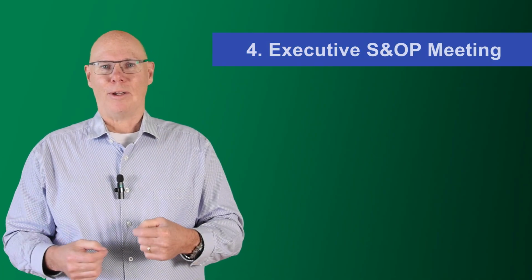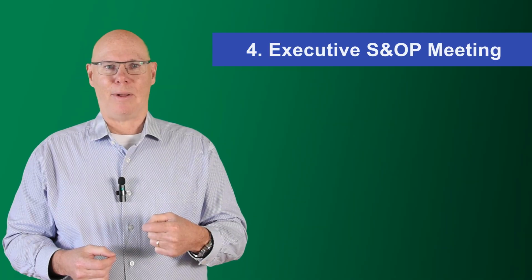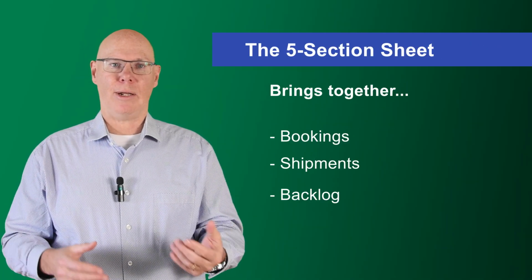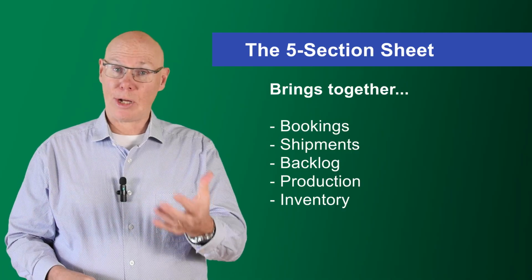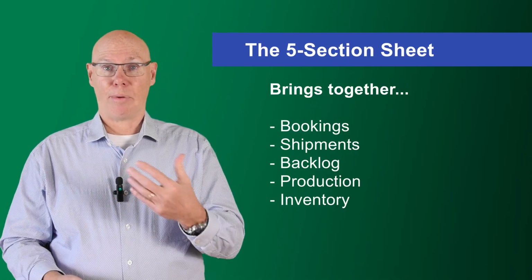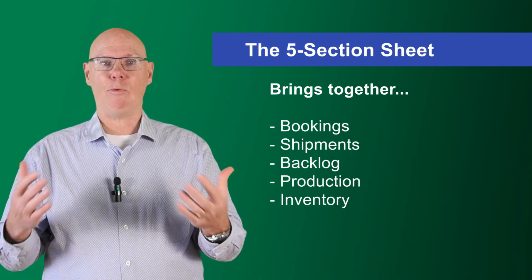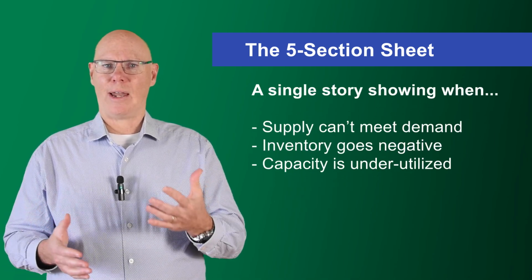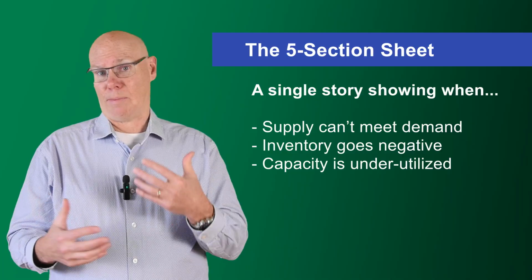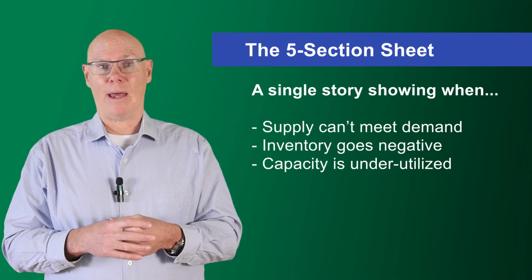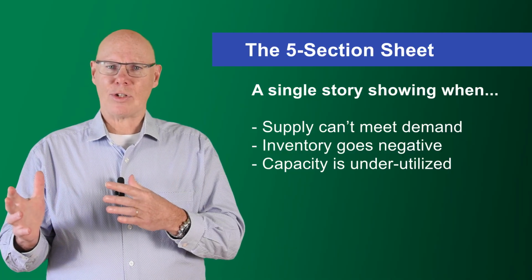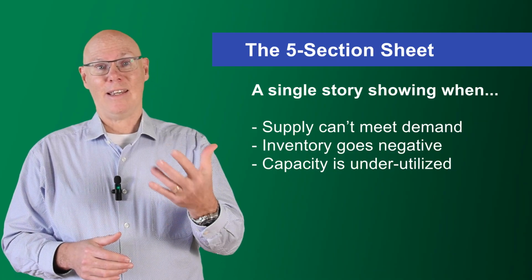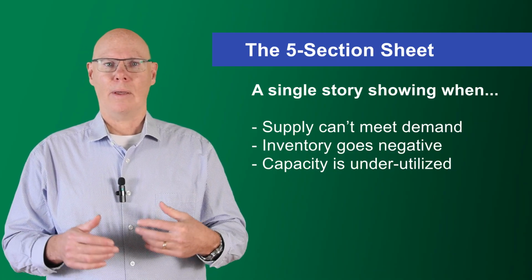To make this work, you need visibility and discipline. The 5-section sheet is a powerful tool. It brings together bookings, shipments, backlog, production, and inventory in one view. It provides a single story that lets you see where supply can't meet demand, where inventory is going to go negative, where capacity is underutilized.